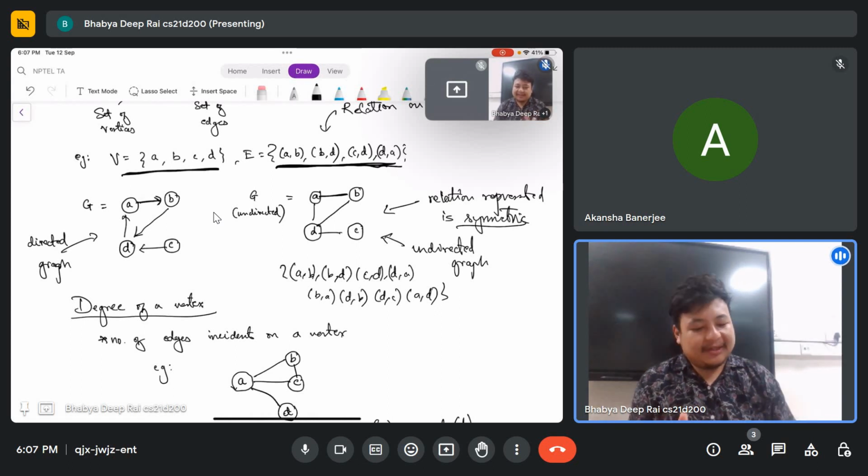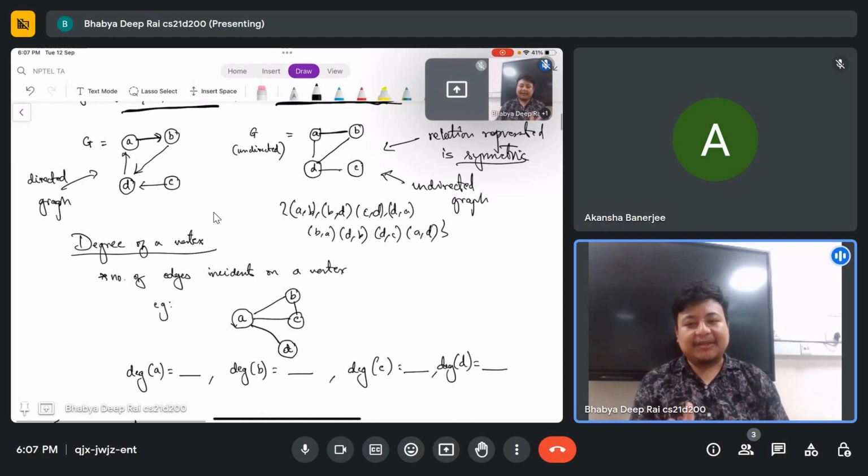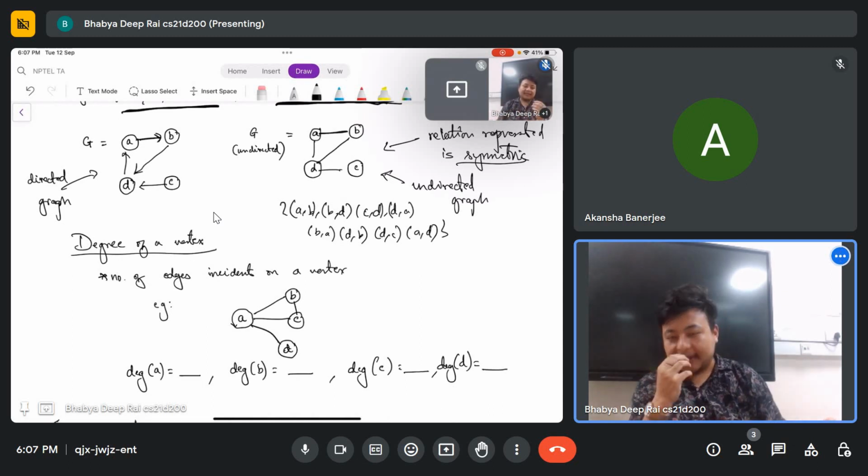So this is what undirected graphs represent, and unless mentioned otherwise, all the graphs I'm going to talk about in the problems will be undirected graphs.